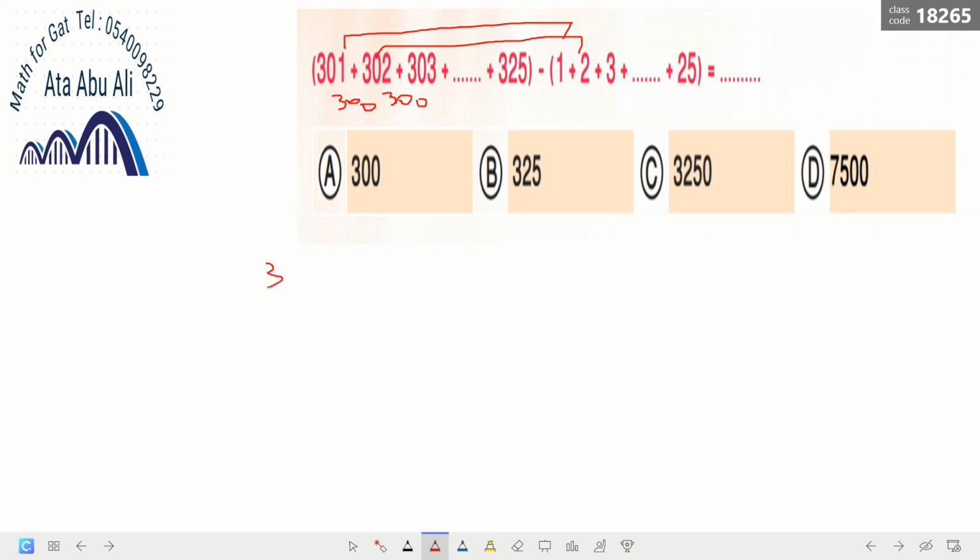So the easy way is to multiply 300 by 25, and you will get the answer. So the answer is equal to 7,500. That is the easiest way to get the answer, which is D.